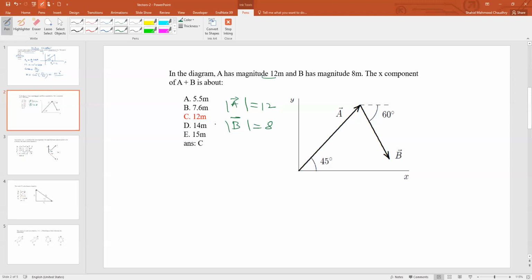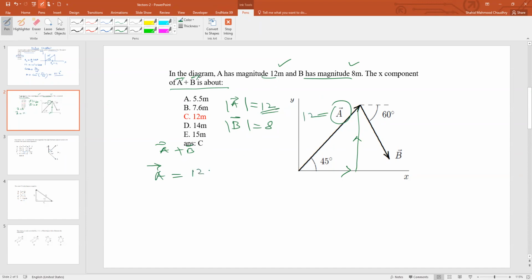So A vector has a magnitude of 12 and B vector has a magnitude of 8. Okay. The x component of A plus B is about. So we have to find A plus B vector. Okay. We need this one. So to find this one, first we will make the components of this one. This is x component, this is y component of vector A.